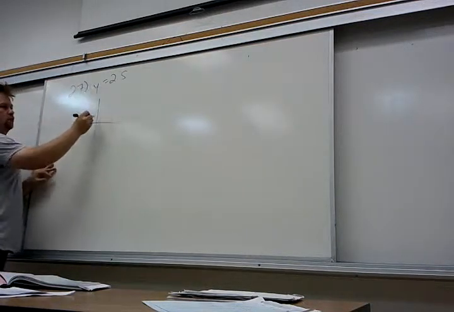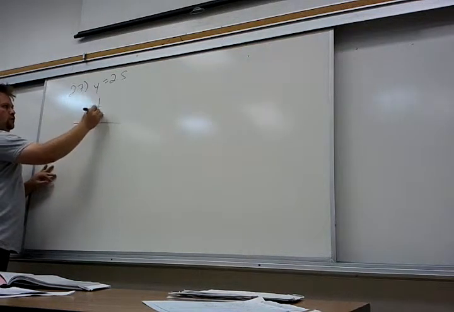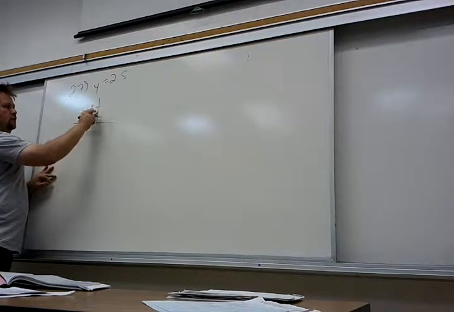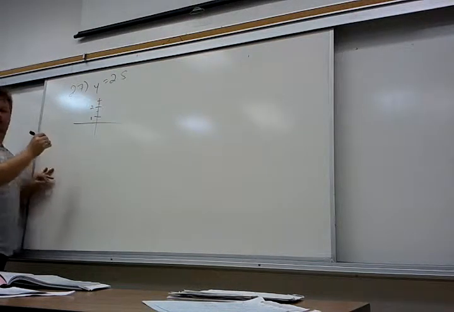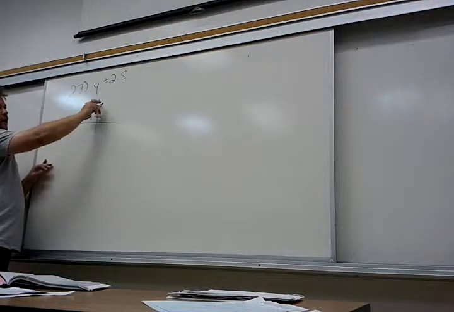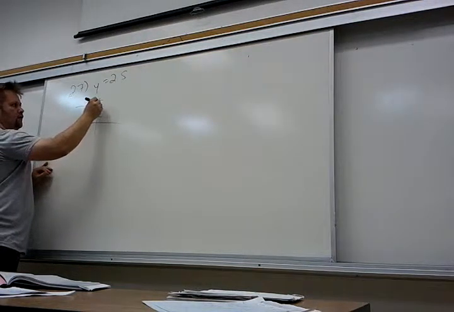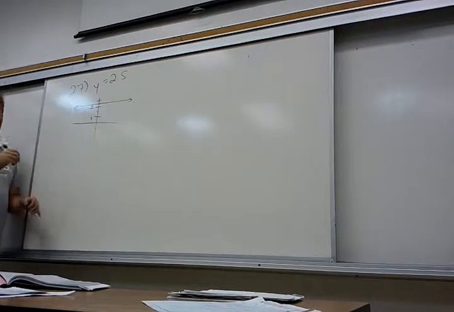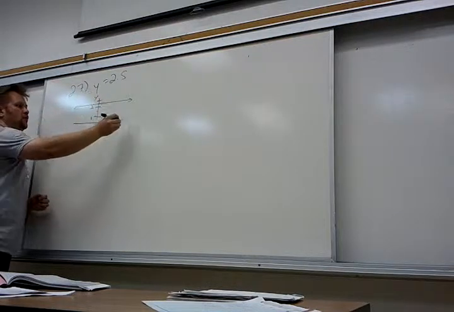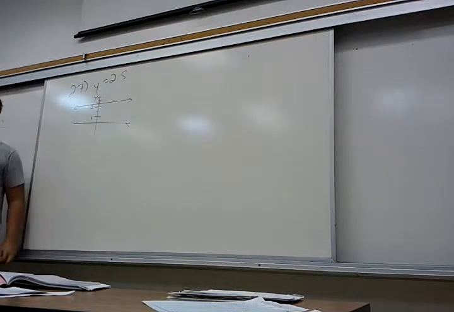So can I go up or down? If I went up or down, y would change. So I can only move left and right, which matches up with x can do whatever it wants to. Right? So y equals 2.5 will be a horizontal graph. So there's my halfway point, there's 2.5. So y equals 2.5, just like that. Every single point on that line has y coordinate 2.5.